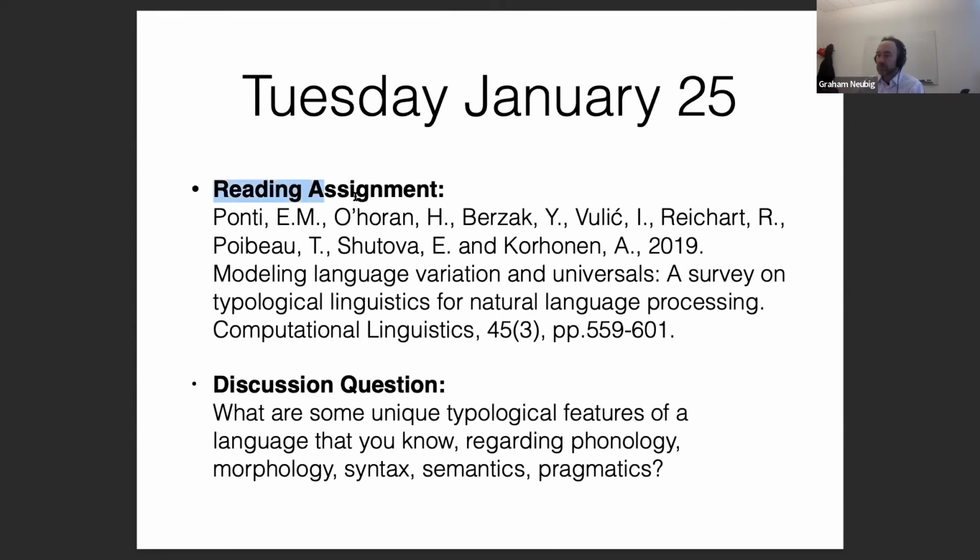Before I go into that, I'd just like to point out that starting next time, we will indeed be having discussion and reading assignments. So the reading assignment for next time is this survey, Modeling Language Variation and Universals: A Survey on Typological Linguistics for Natural Language Processing. It's only required or suggested that you do sections 1 through 3, but the whole survey is good. So if you don't mind reading 30 pages or so, it would be worth taking a look at that as well. So required is 1 through 3.